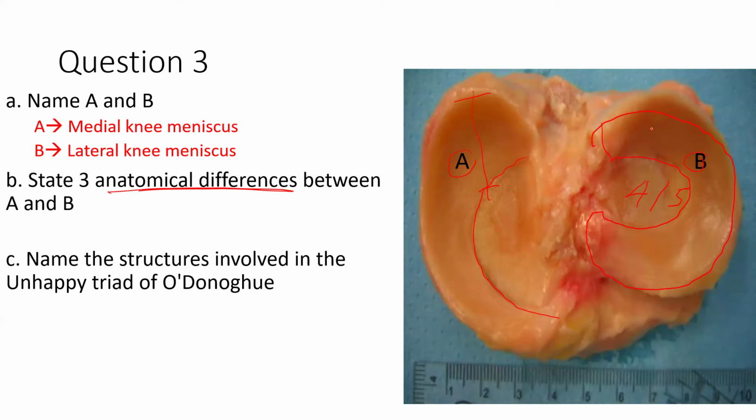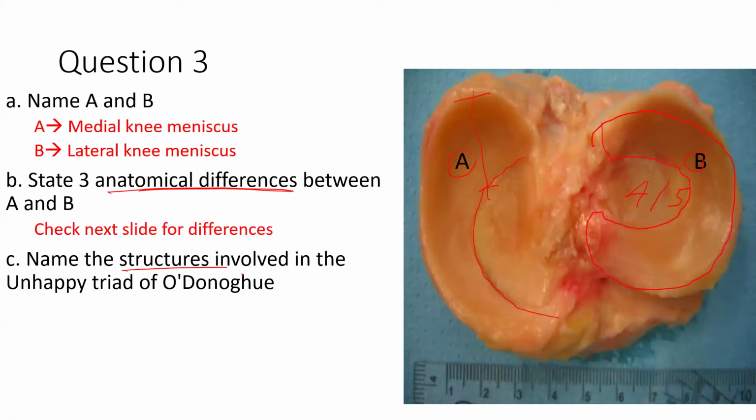Another difference is in terms of attachment to the knee joint capsule. The medial knee meniscus is attached to the knee joint capsule and also to the medial collateral ligament, or the tibial collateral ligament, whereas the lateral one has no attachment to the knee joint capsule. Those are the anatomical differences, and I'll show you a table which displays that.